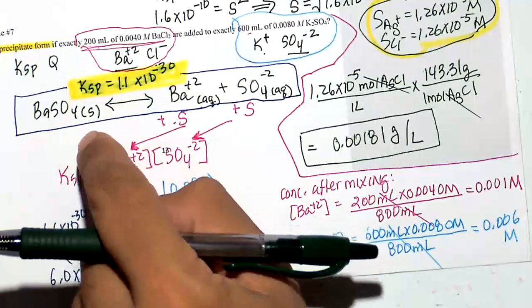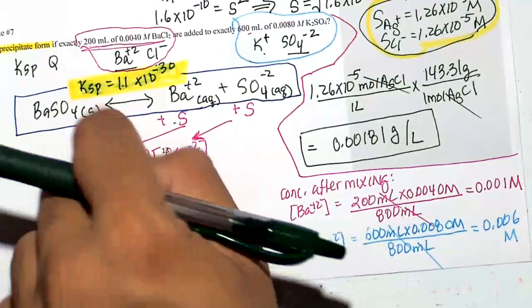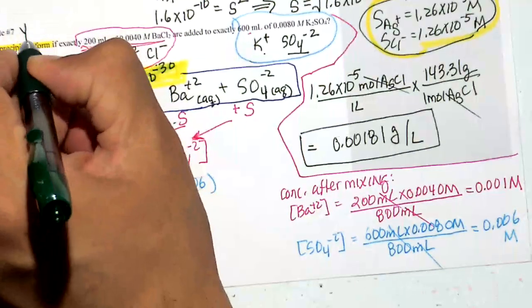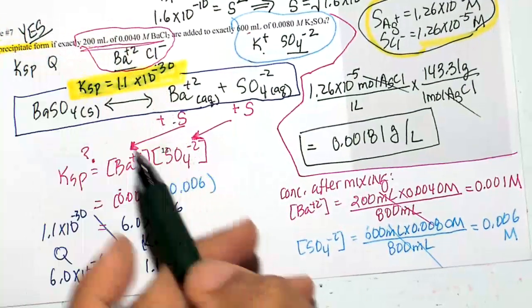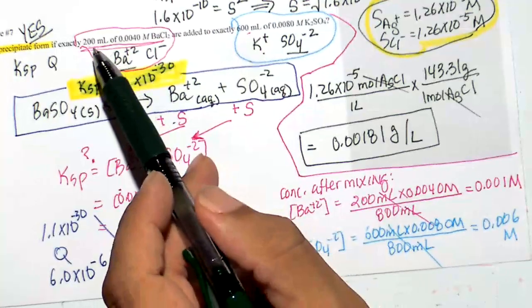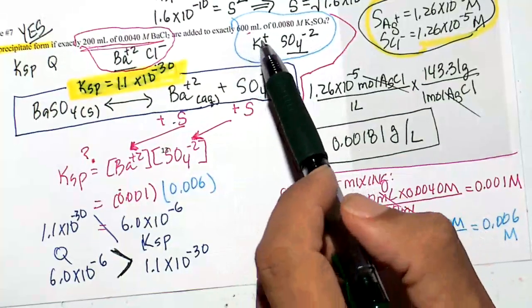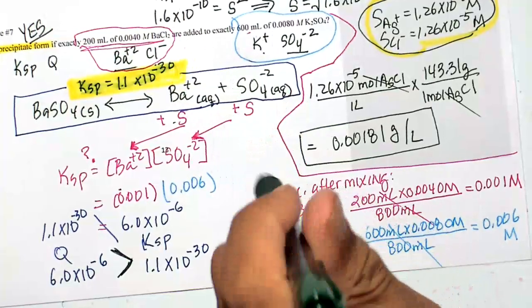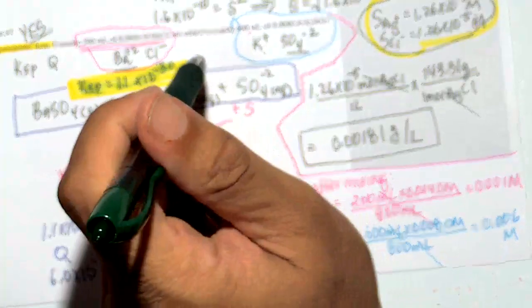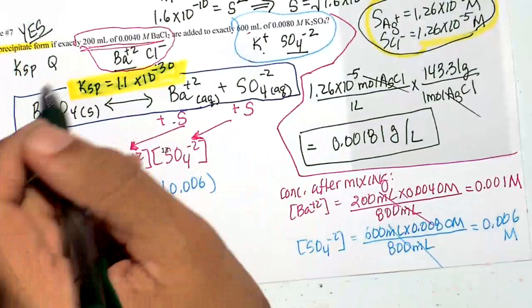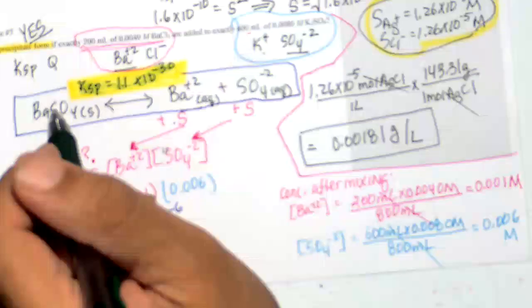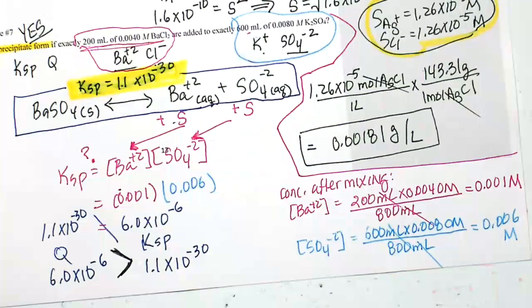So what side is the left? It's the side that has the solid. So will a precipitate form? The answer is yes. You mix barium ion at this volume and concentration with sulfate ion at this volume and concentration, and yes, that is enough strength and potency to precipitate barium sulfate.